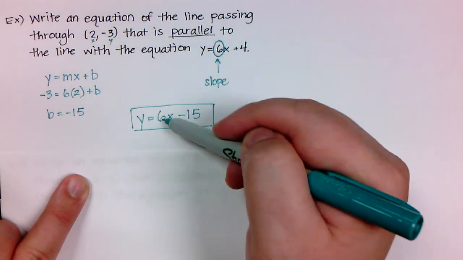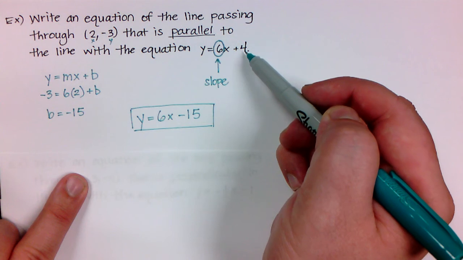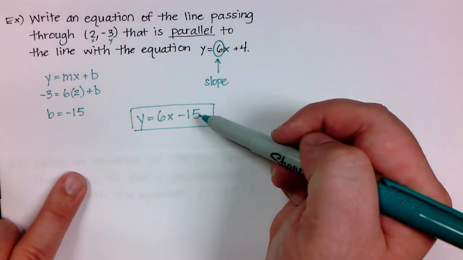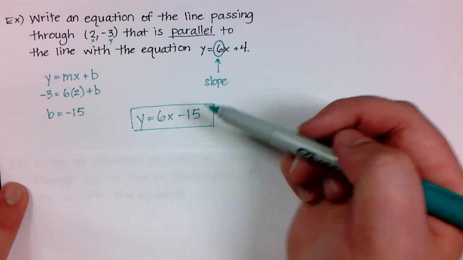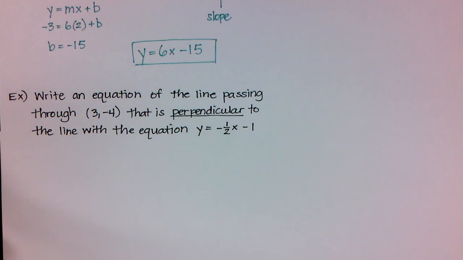Both of these lines have the same slope, where the first one crosses the y-intercept, or the y-axis, at 4, and the other one all the way down at negative 15. Okay? The next example is pretty similar.